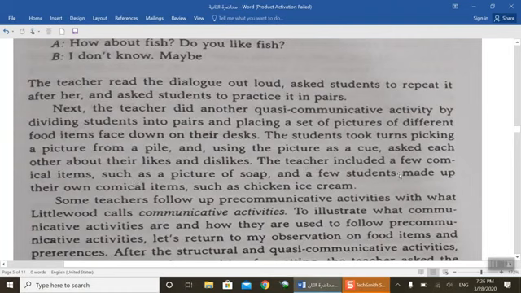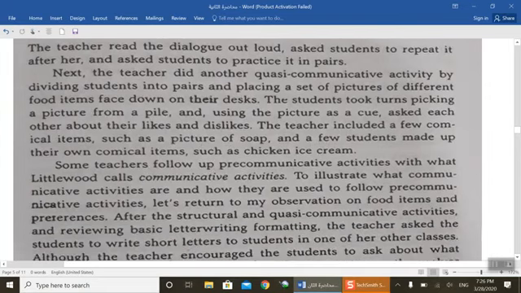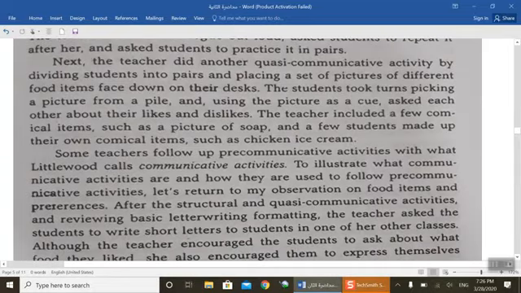The teacher included a few comical items, such as a picture of soup, and a few students made up their own comical items, such as chicken ice cream. Yes, this is pre-communicative activities. So some teachers follow up pre-communicative activities with what Littlewood calls communicative activities.